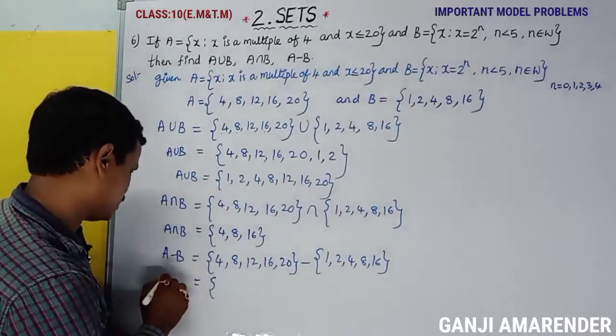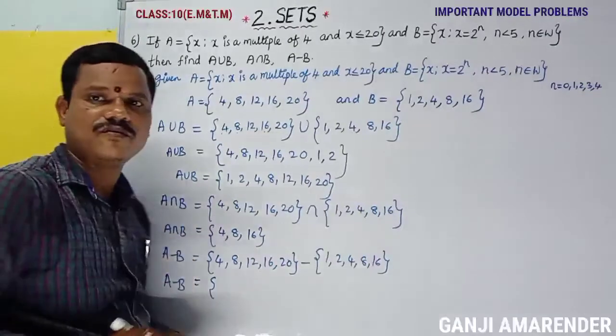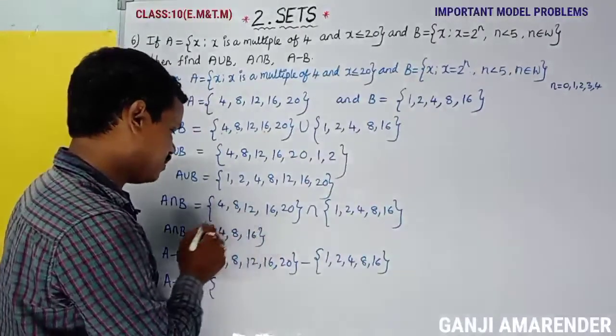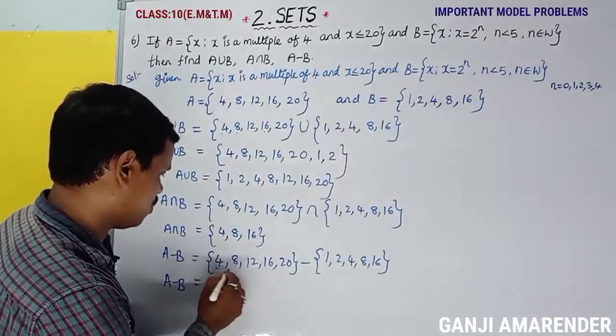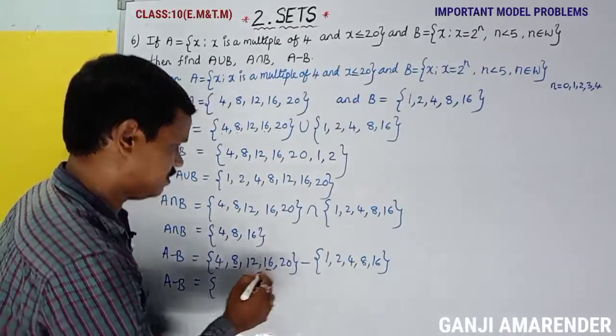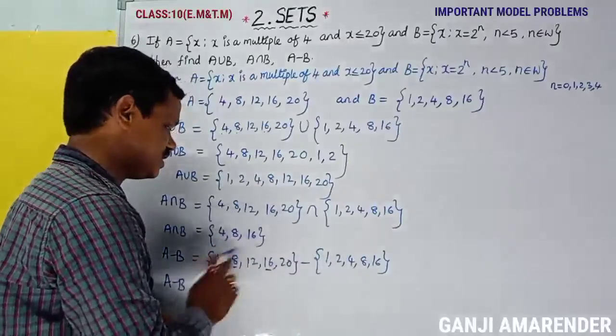Here A minus B means only elements of A. What are the common elements? 4, 8, 16. These are common elements in both sets A and B.